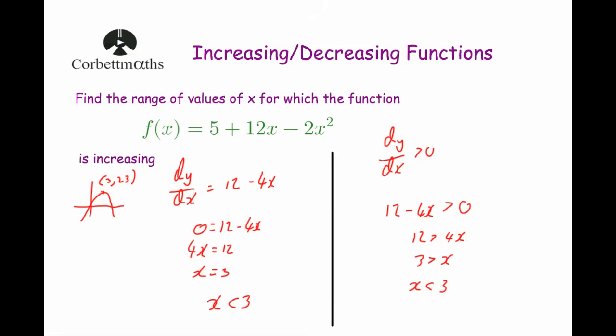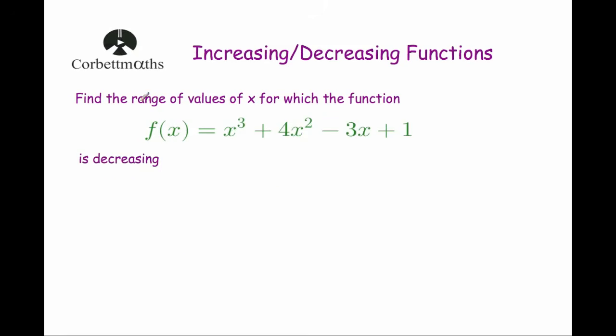Okay, let's have a look at a function which is a bit more complicated than a quadratic, so a cubic. Here we've got our cubic, and the question says, find the range of values of x for which the function f of x equals x cubed plus 4x squared minus 3x plus 1 is decreasing. So this time we want to find when this function is decreasing. Again, we're going to use our approach where we consider what the graph looks like, and we'll solve it that way. And then we'll use our second approach by just knowing that for a decreasing function, dy by dx would be less than 0.